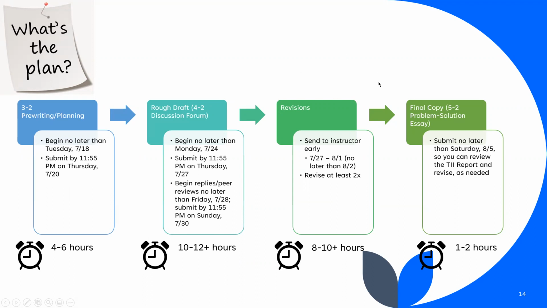Once you get feedback from your peers, you're going to want to revise your paper. It would be a good idea to send me your paper so that I can give you some feedback on it. So that's going to be from July 27th to August 1st. Your final copy, you should submit this no later than Saturday, August 8th, so that you have time to review the Turnitin report and check for plagiarism.